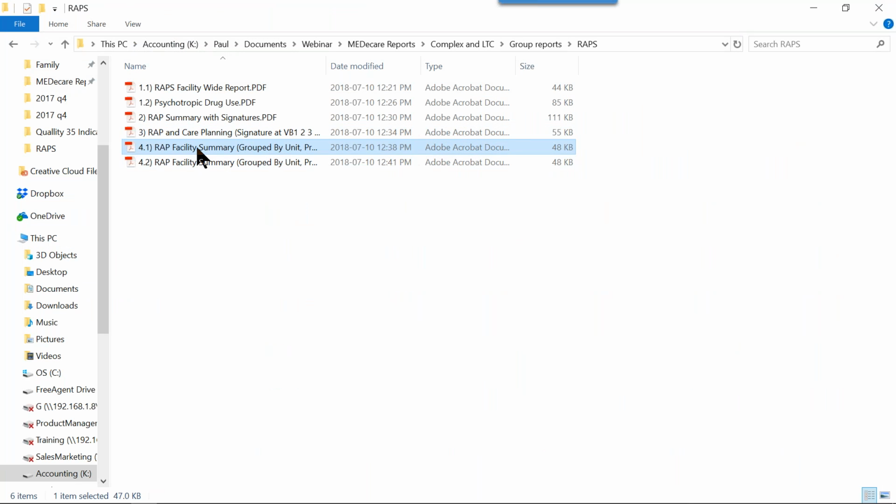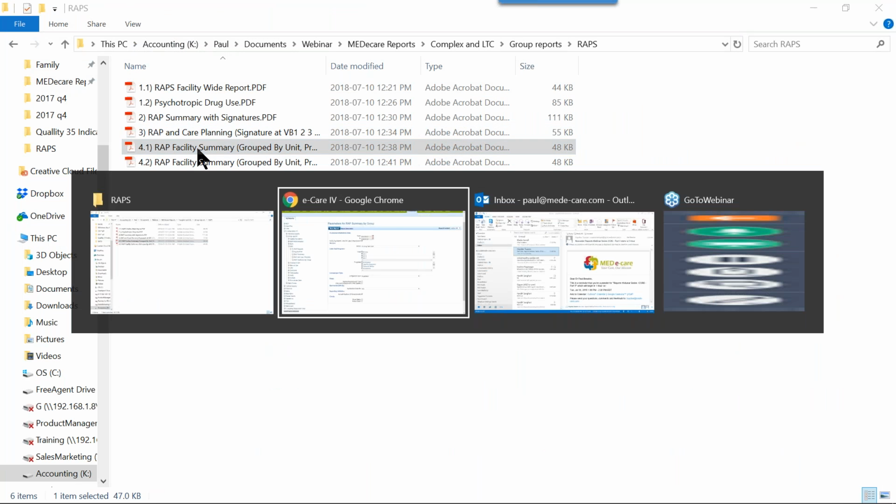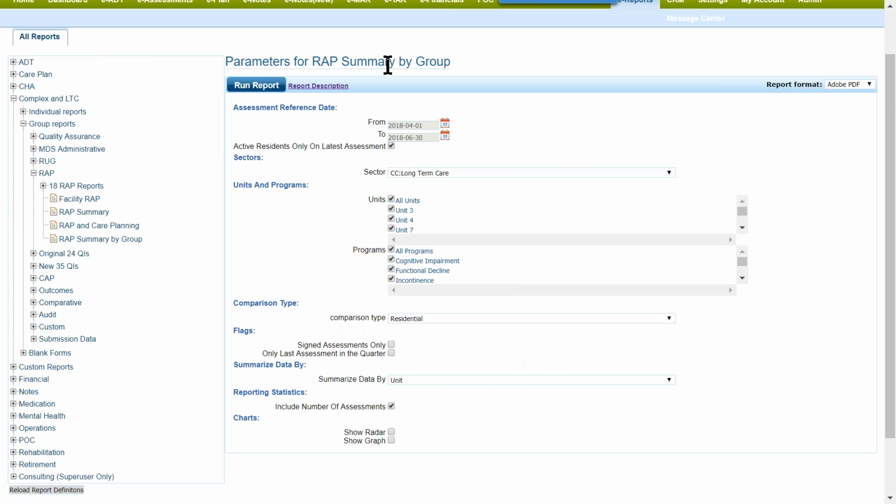And then I've run exactly the same report here, this RAP summary by group, but what I've done is I've changed this part to look at a quarter. So for each quarter, what do I want to find out here? Am I getting more and more risk in this area, or am I managing my risk better and I have residents who have less and less risk in an area because we're doing good things? Okay, so this is looking at it quarterly.